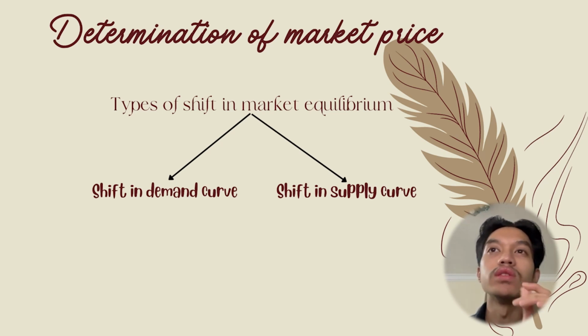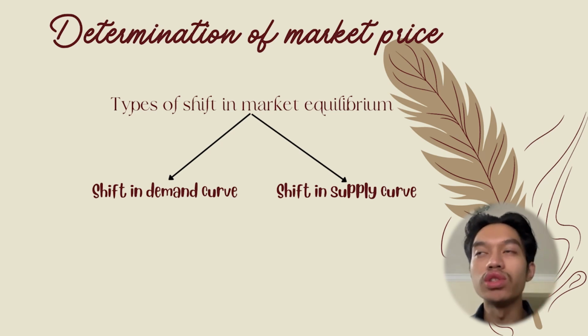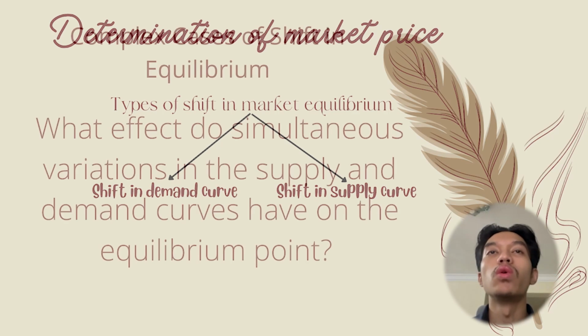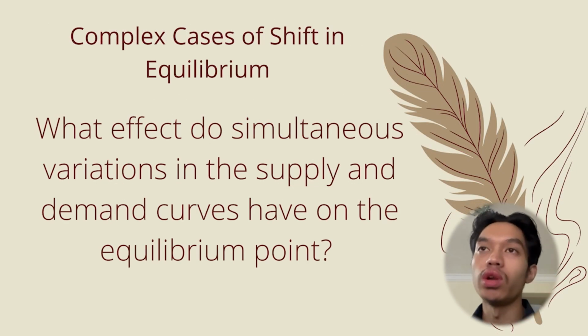So next is the shift in the supply curve. We can say that an increase in quantity results in an increase in the equilibrium price too. So that's a complete case of shift in equilibrium.